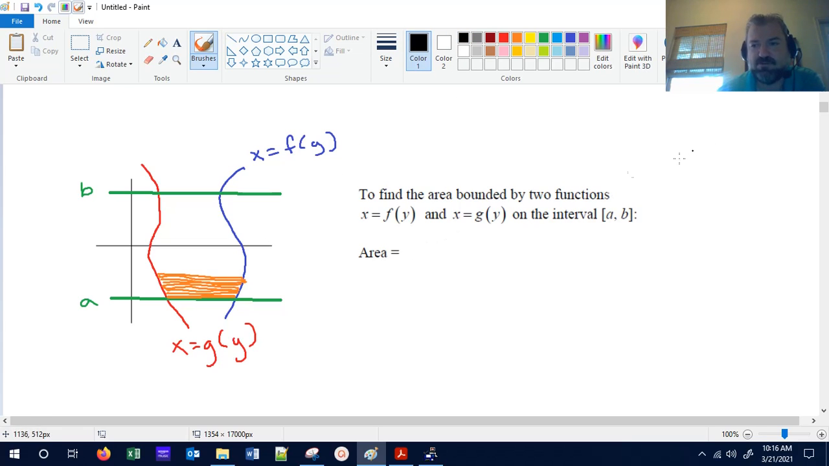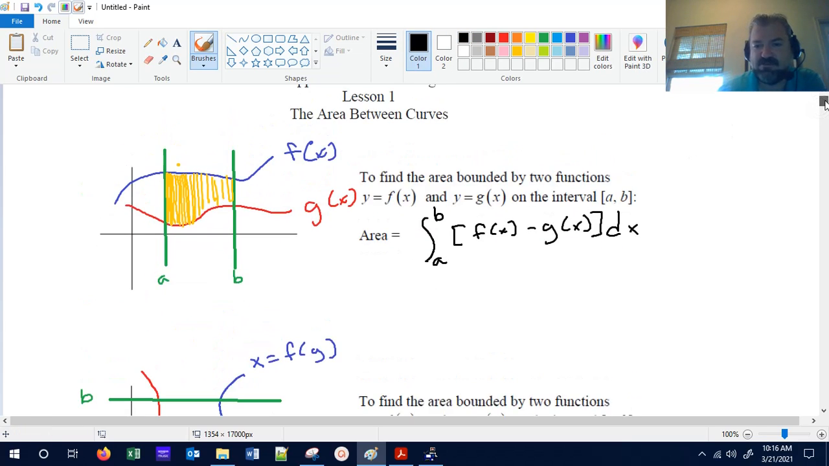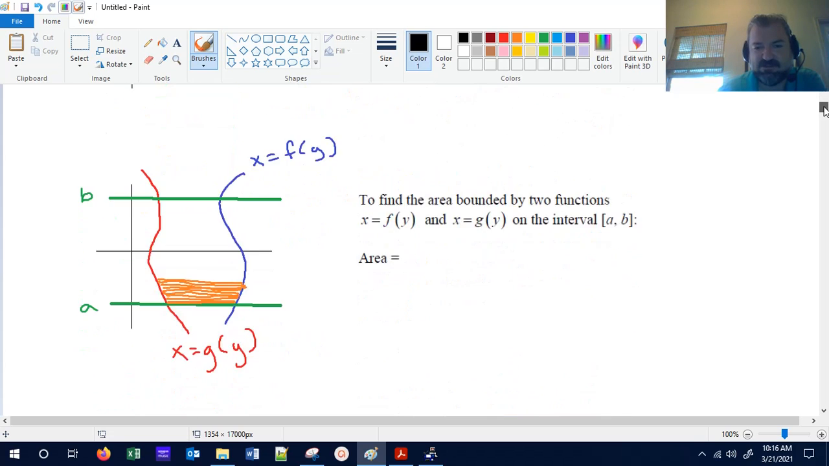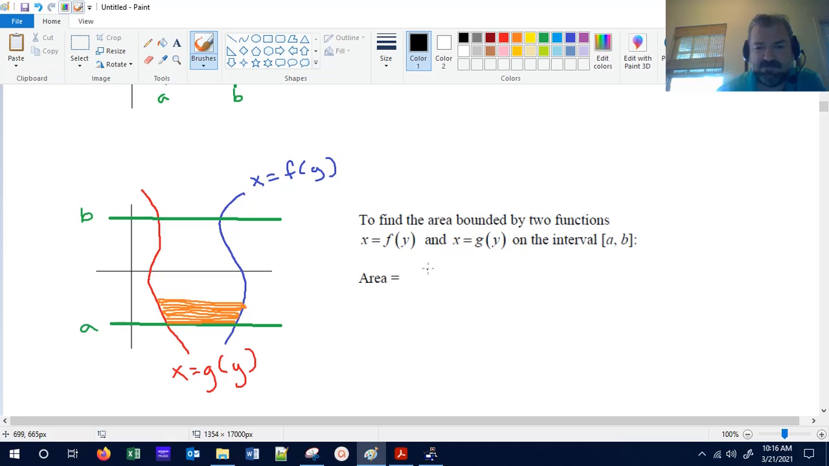And like before, if you didn't notice, I don't know if I made that a key point, but the graph on top minus the graph on bottom is what we need to do, or else we'd get the negative area. We're going to do the graph on the right minus the graph on the left.